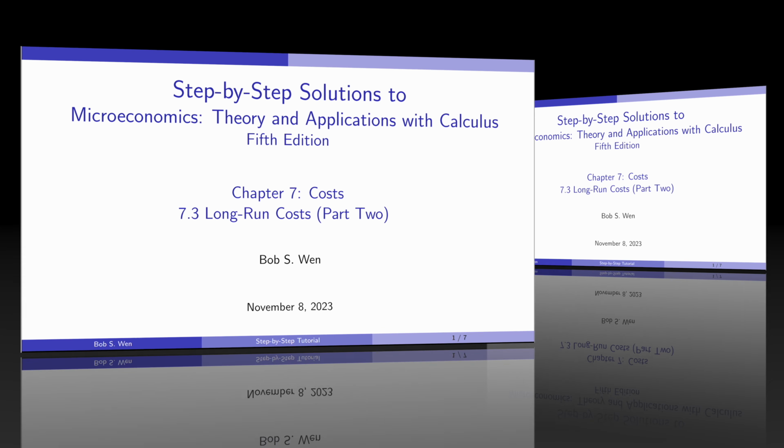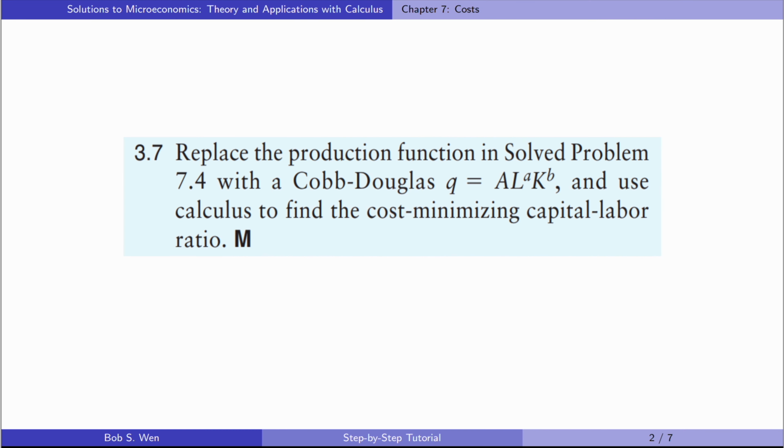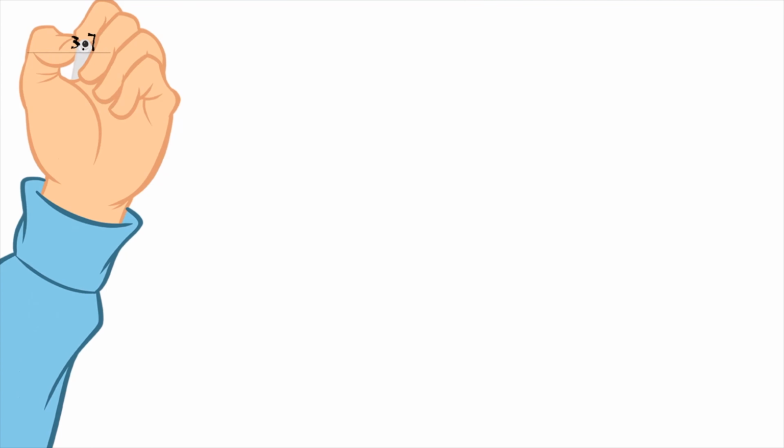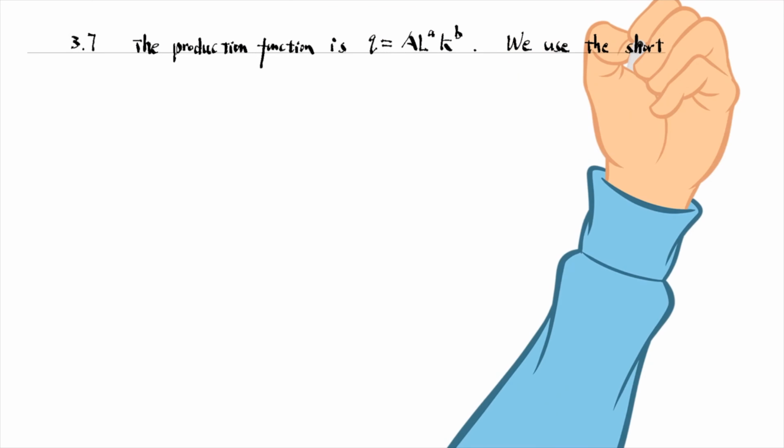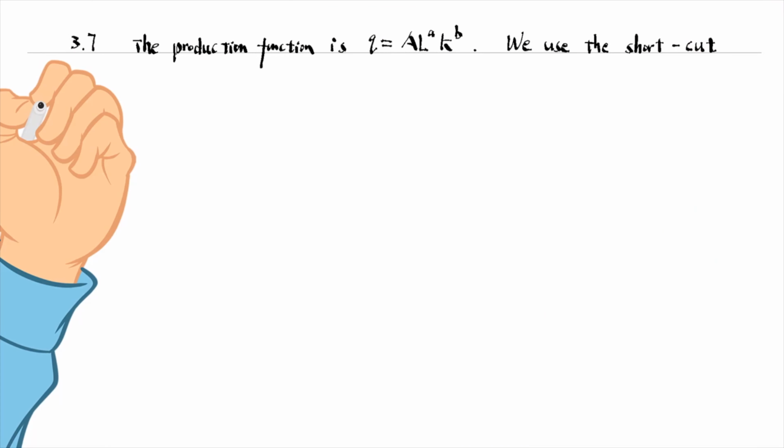Let's solve exercise 3.7. Replace the production function in solved problem 7.4 with a Cobb-Douglas form and use calculus to find the cost-minimizing capital-labor ratio. We use the shortcut method to find the cost-minimizing capital-labor ratio.